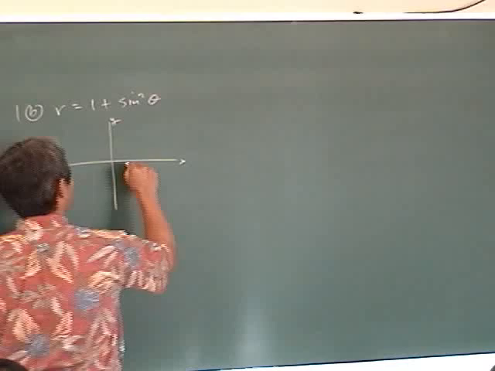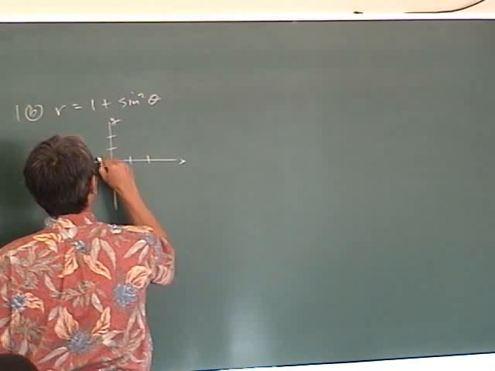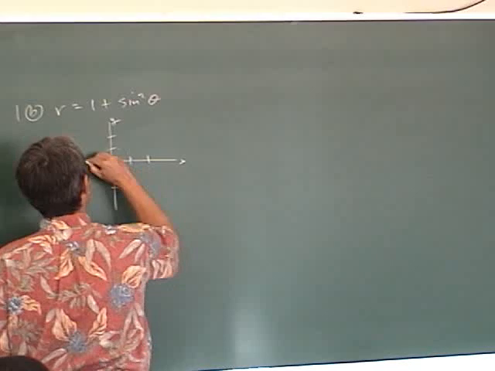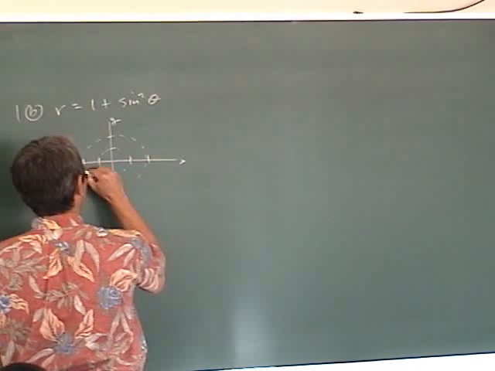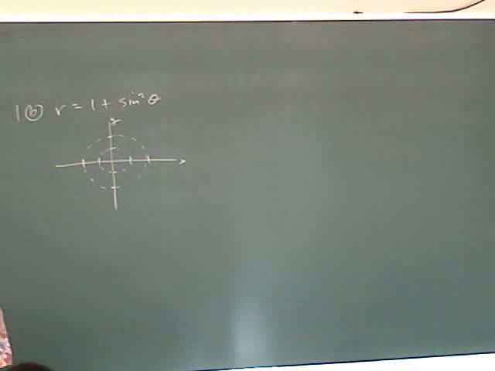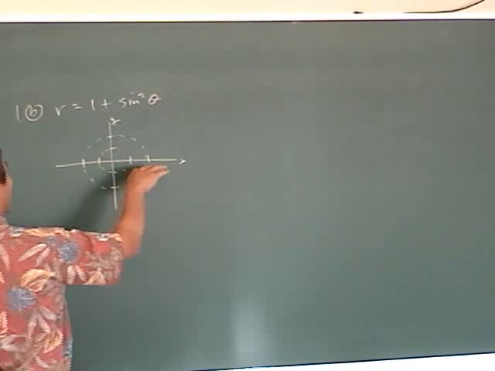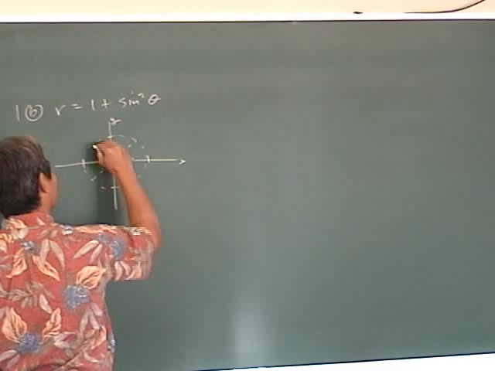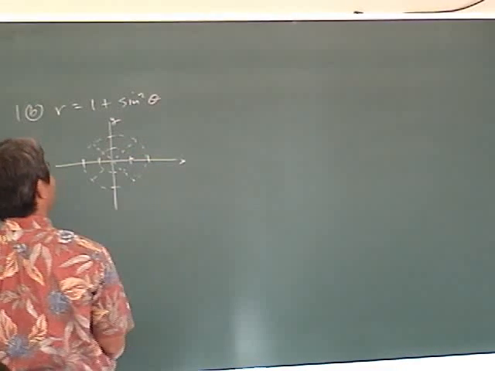Okay, so 1, 2, 1, 2, 1, 2, 1, 2. Now if you want to make the concentric circles, you can. You don't have to though. So we're going to just plot a point every 45 degrees. Just plug in. If you plug in 0, you get 1. Maybe we should draw the 45 degree angle. Plug in pi over 4.